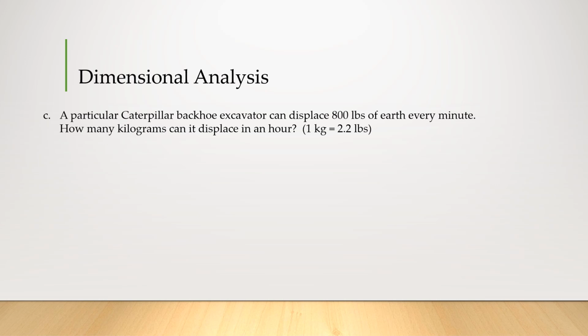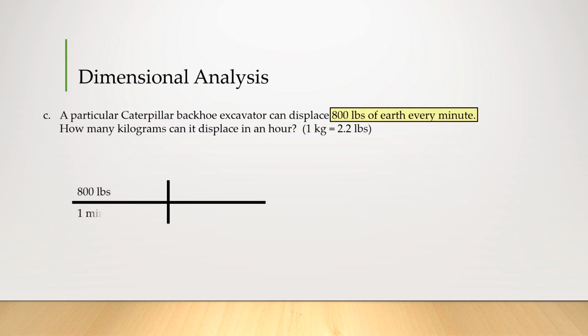Item C. A particular Caterpillar backhoe excavator can displace 800 pounds of earth every minute. How many kilograms can it displace in an hour? Your workbook doesn't specify the following, but there are approximately 2.2 pounds in a kilogram. We start with our 800 pounds of earth displaced per minute, which we want to convert to kilograms per hour. It doesn't matter in which order we apply our conversion rates. We'll arrive at the same answer regardless.